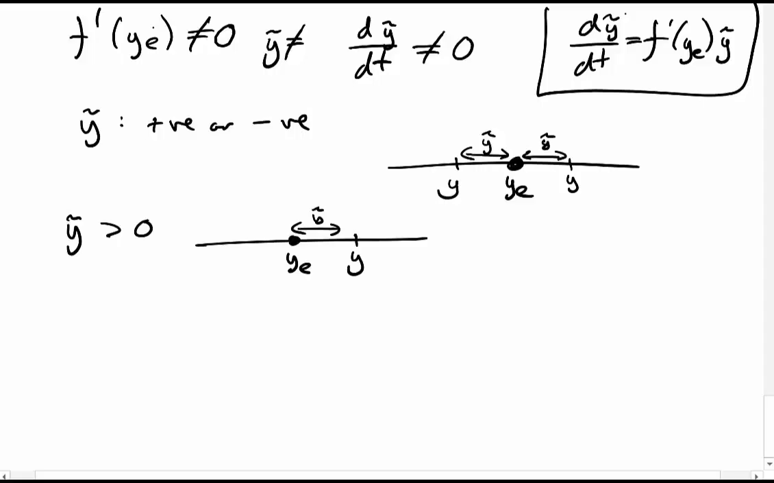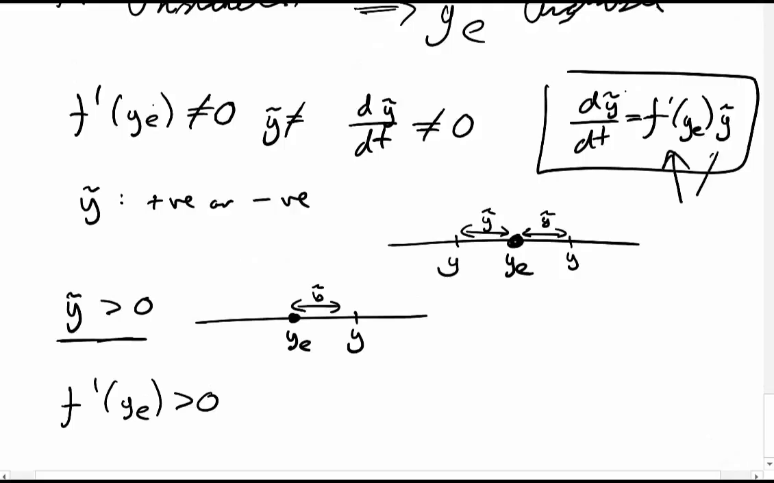Then what we've got left to look at is what f dash of ye is doing, because it's non-zero, so it can either be positive or negative. Let's have a look at the case when it's positive. Well, what does that mean? Because we've got y tilde being positive and f dash of ye being positive, we've got a positive times a positive. If you look back in this equation, dy tilde by dt has also got to be positive.